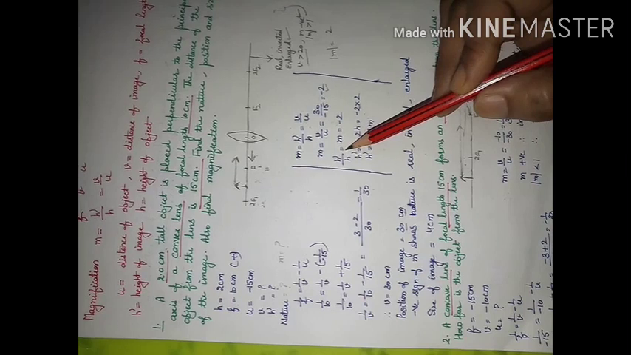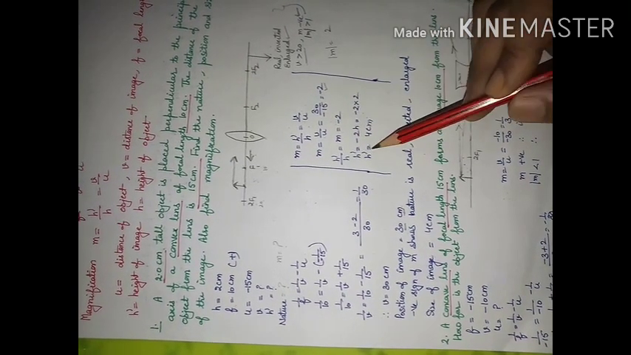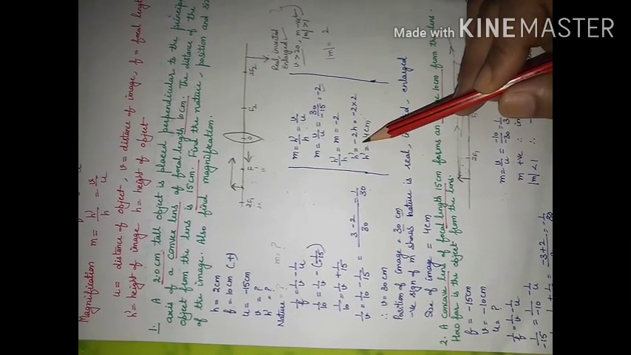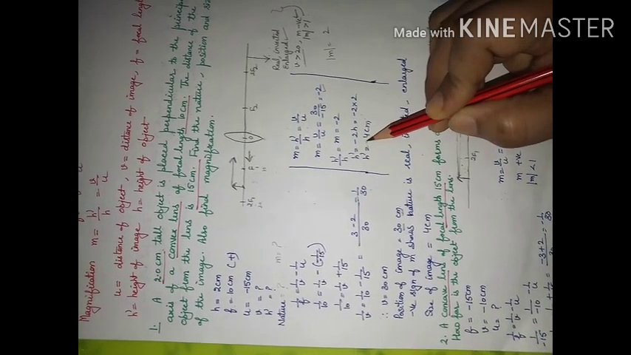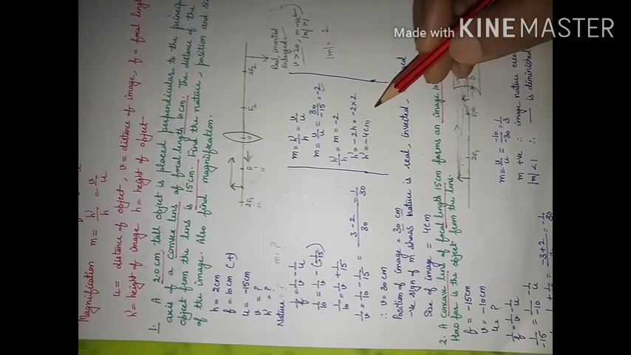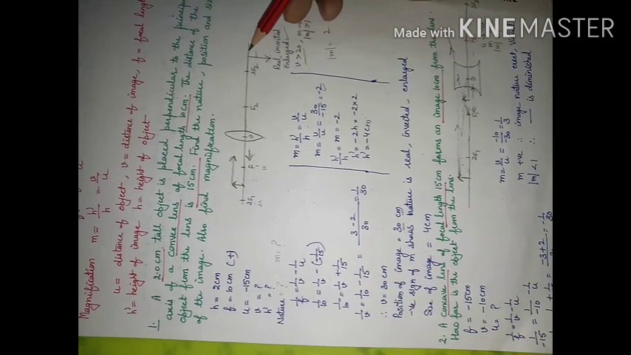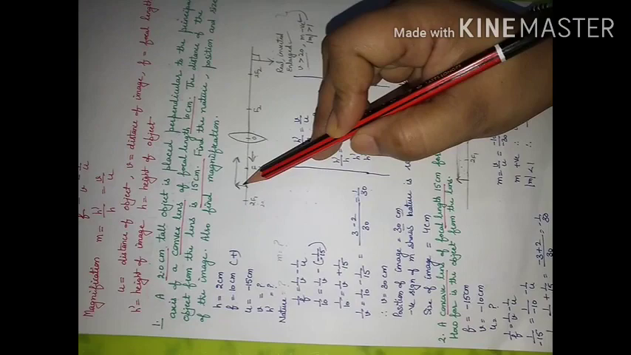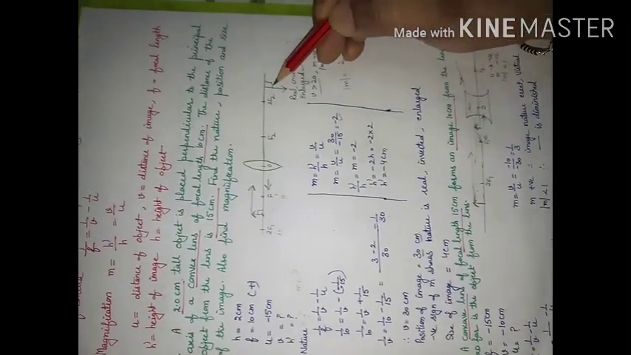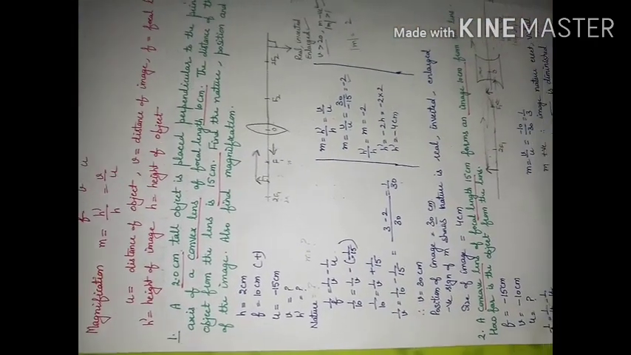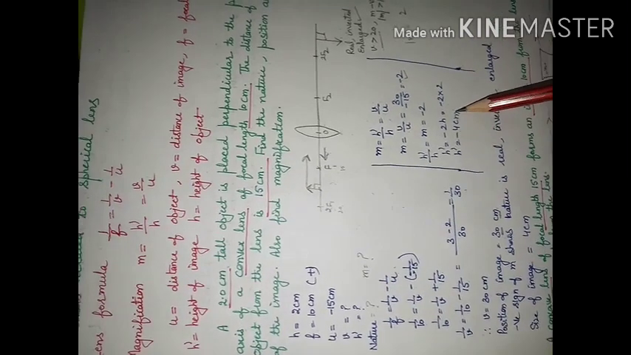Let us find the size of image also. So h dash upon h will be equal to minus 2. h dash will be equal to minus 2 multiplied by 2. So h dash will come minus 4 centimeter. It means h dash is perpendicular to principal axis but below this. Your object was perpendicular to principal axis but was kept above the principal axis. Image will be below the principal axis. So in this case you will consider h dash is coming out to be minus 4.